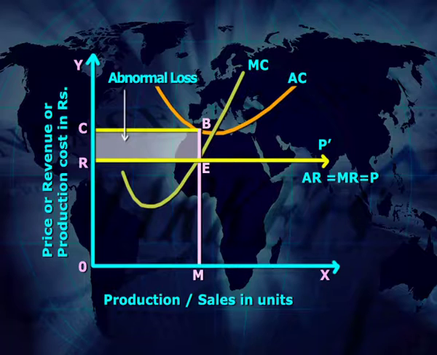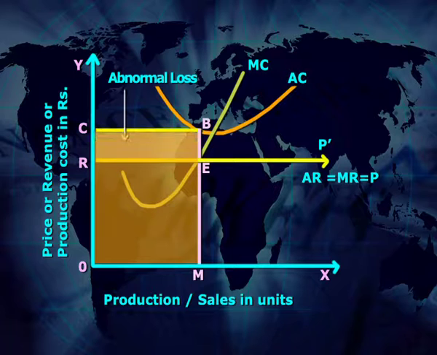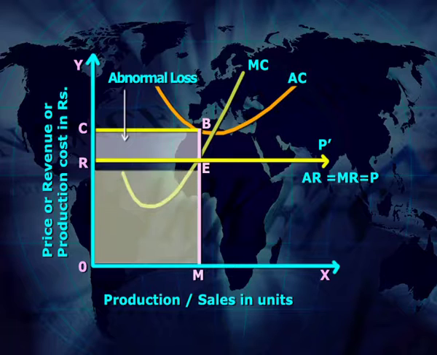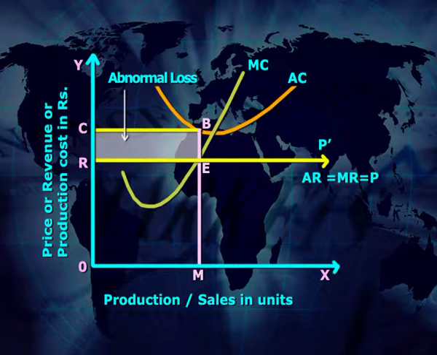In this figure at OM equilibrium production of the commodity, total cost of the firm is OCBM and total revenue of the firm is OREM. So, total cost is more than total revenue and therefore, the loss is total cost OCBM minus total revenue OREM, which is equal to CBER, which is represented by the shaded area in this diagram.